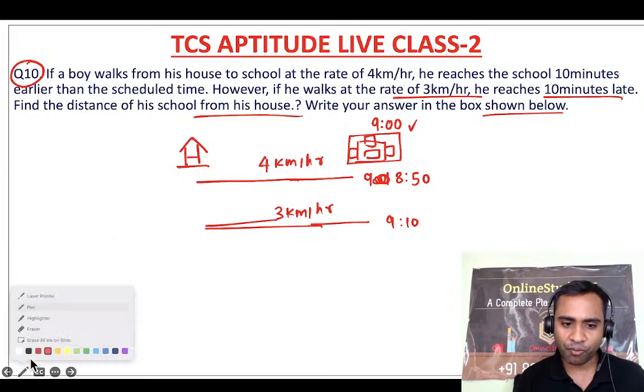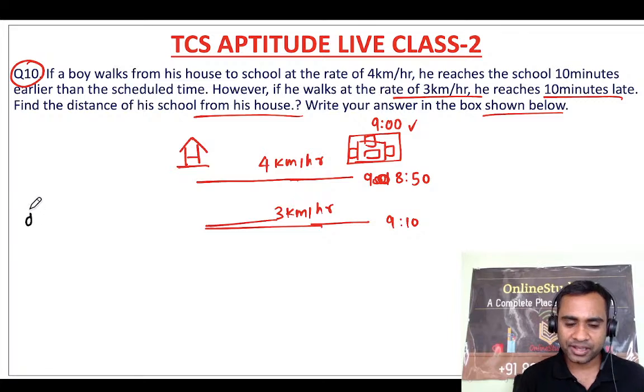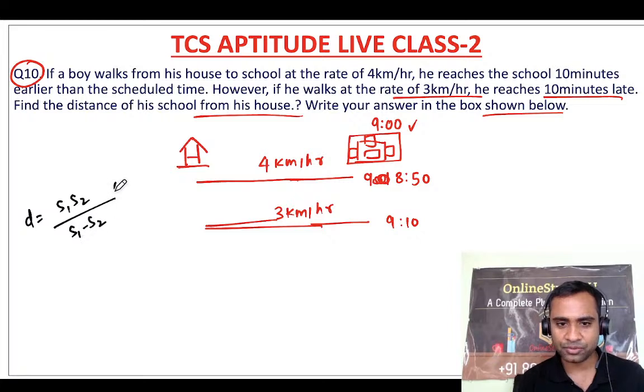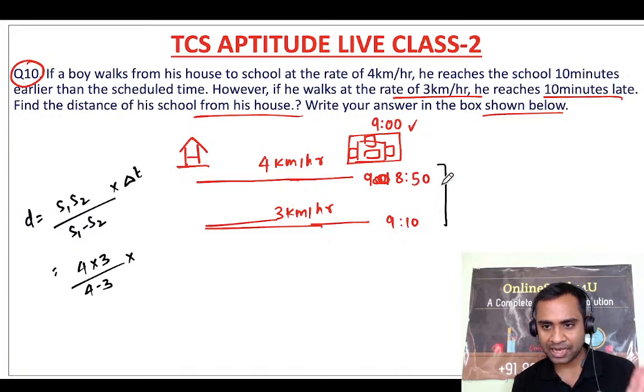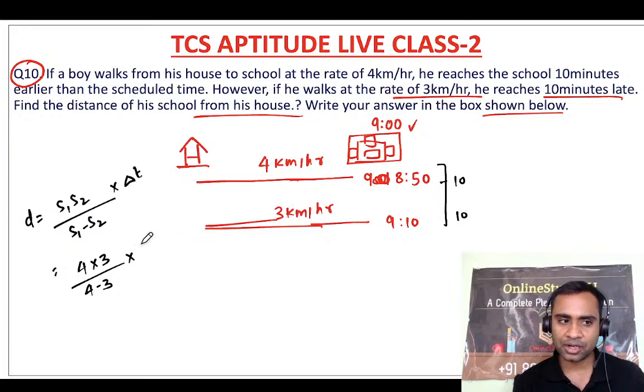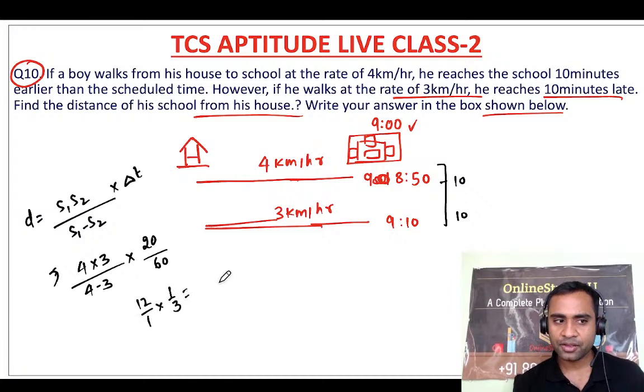Now here, there is a formula. Distance is equal to S1 S2 divided by S1 minus S2, into delta T. So S1 is 4, S2 is 3, divided by 4 minus 3, and delta T is the difference between times. So 10 minutes here and 10 minutes here, so total 20 minutes. This is in minutes, so we have to convert into hours, so divide by 60. So 12 by 1 into 1 by 3, which is nothing but 4.